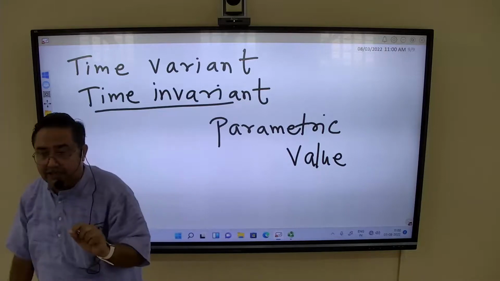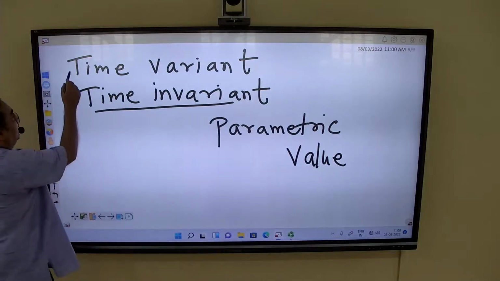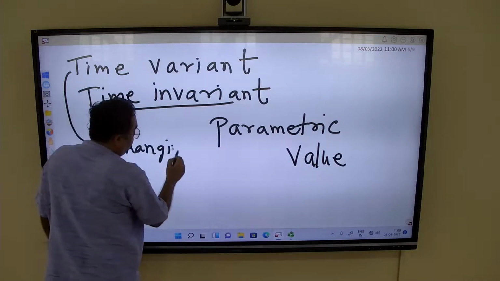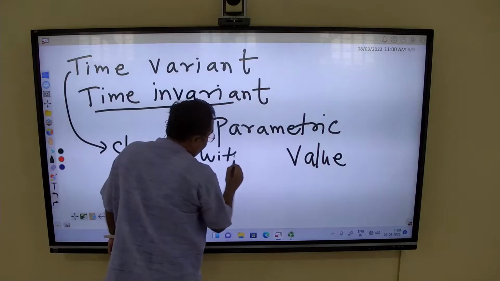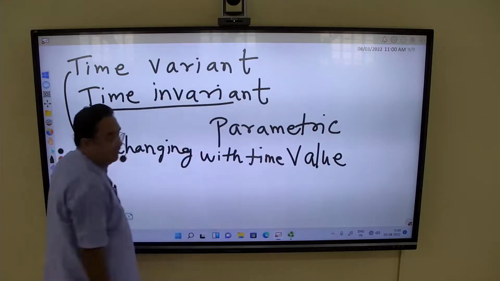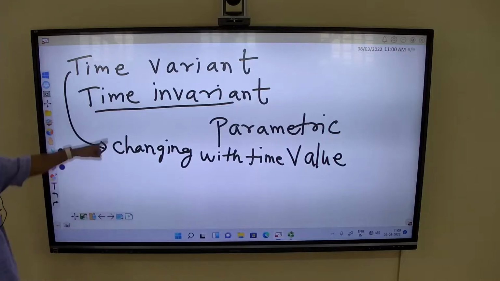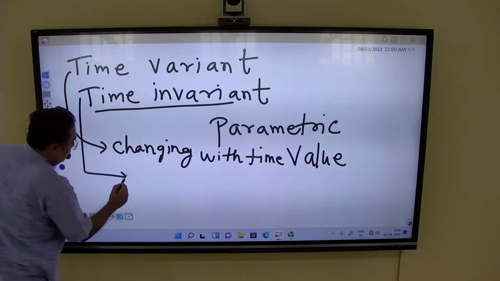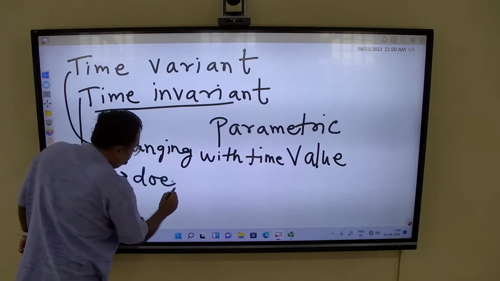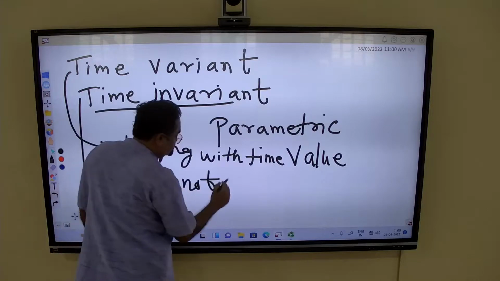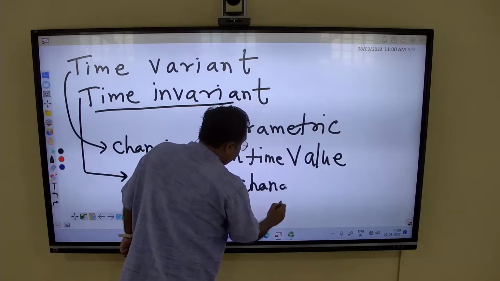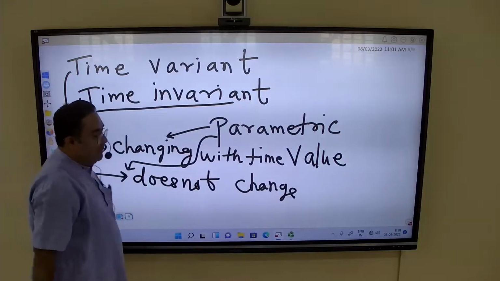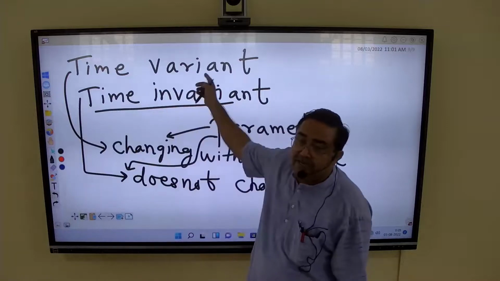अगर समय के साथ अगर उसकी पैरामीट्रिक वैल्यू चेंज हो रही है, changing with time, okay, then it is called a time variant device. And if the parametric value does not change, we call it a time invariant system.